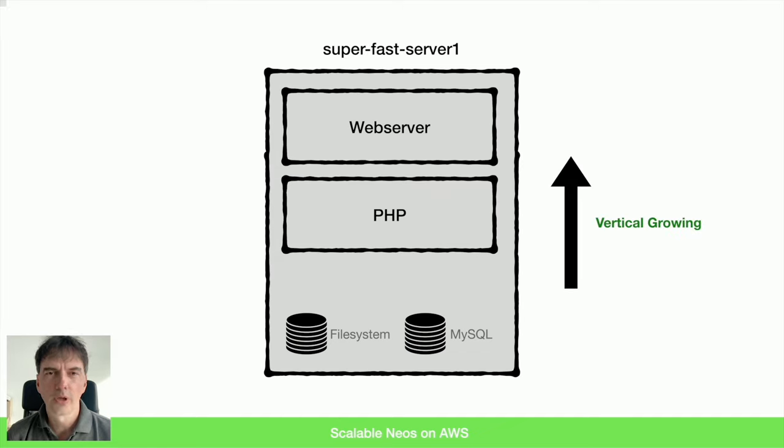Basically, you grow it. You rent a bigger server, or you add more memory to it, or more CPU power. Basically, you scale it vertically. Vertically scaling means adding more horsepower to the existing server. Of course, as you can understand, there are limits to that. The vertical growing is limited to the maximum amount of hardware that one server can contain. It can be pretty fast, but it's limited.